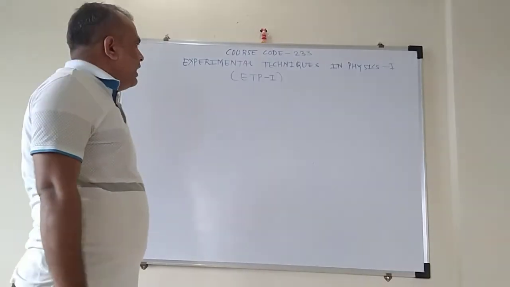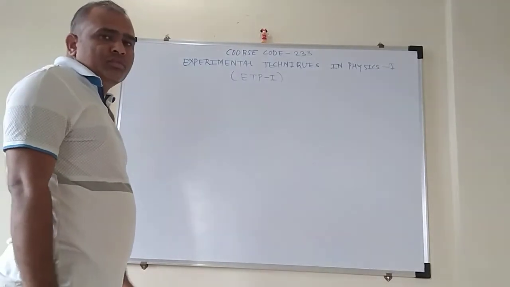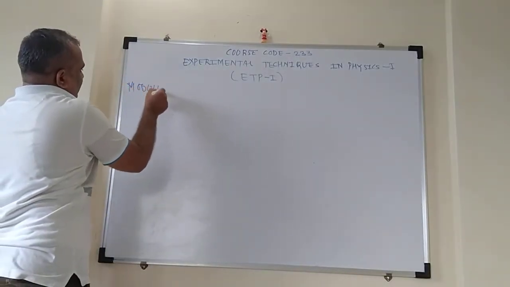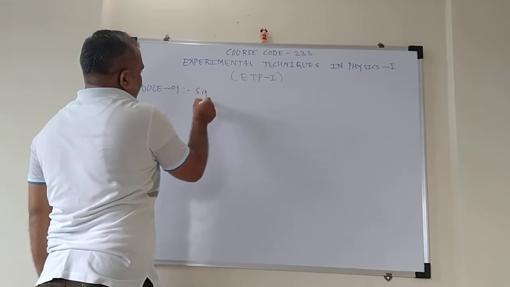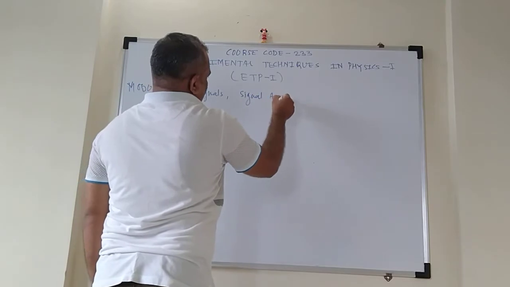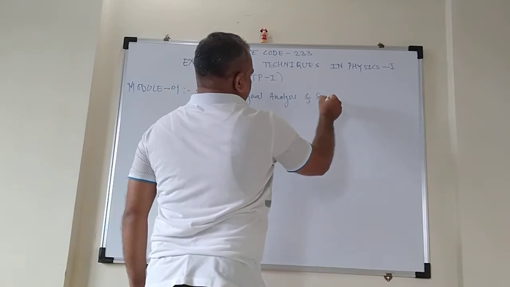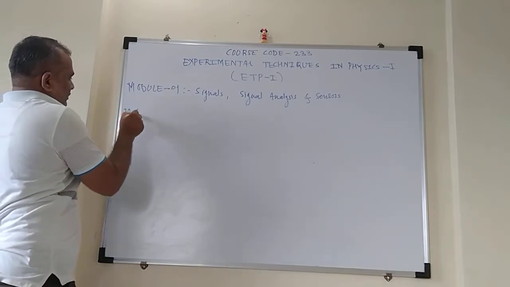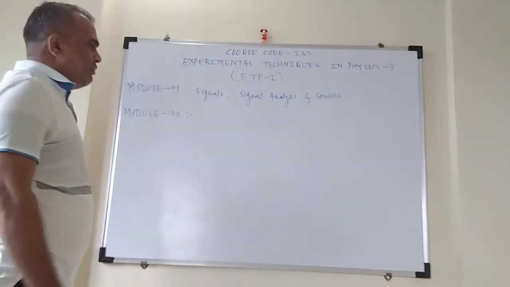course syllabus, and in the complete course we are going to study 4 different modules, as you are aware. So let me write the first module. Module number 1 is signal analysis and sensors. Your second module, module number 2, is vacuum physics.